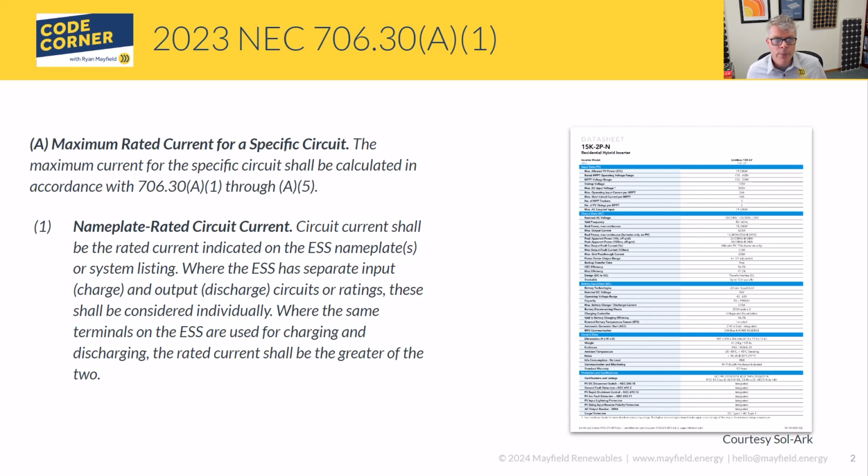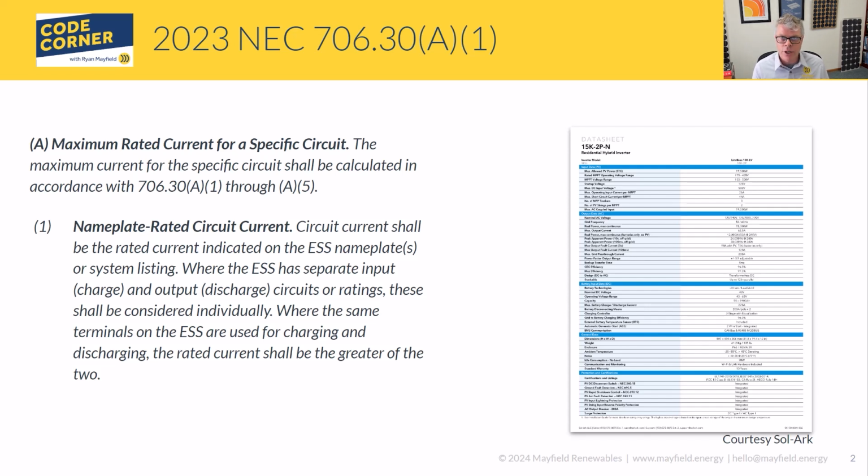First off, number 1, we're talking about the input side of the inverter, so the input from the batteries. You can read through here and see that the maximum circuit current is what the rated circuit current is from the nameplate or the listing. If you have a system with separate charge and discharge circuit ratings, then you're going to look at those individually. And if you are using the same terminals for both charging and discharging, whichever results in the larger current value is what you have to size your circuit for, which kind of makes some sense.